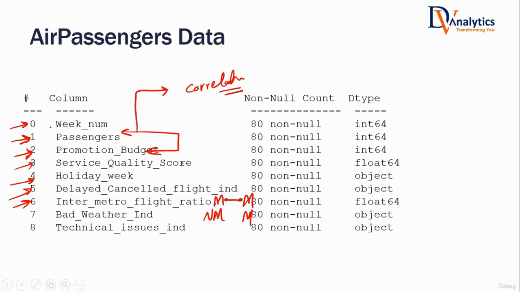All these we can only assume. But in reality, if you really want to know whether it is an impactful factor or not, what should you do? Who will tell you that? How do you get to know whether it really impacts passengers or not? By using correlation, the correlation coefficient.